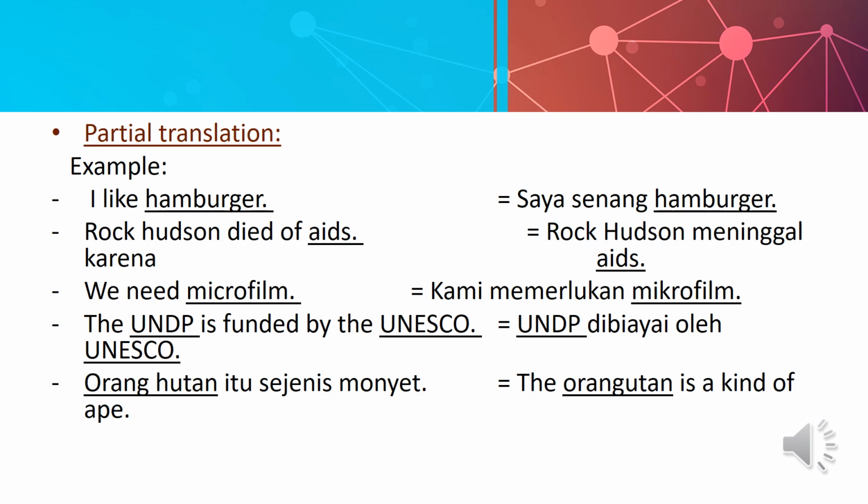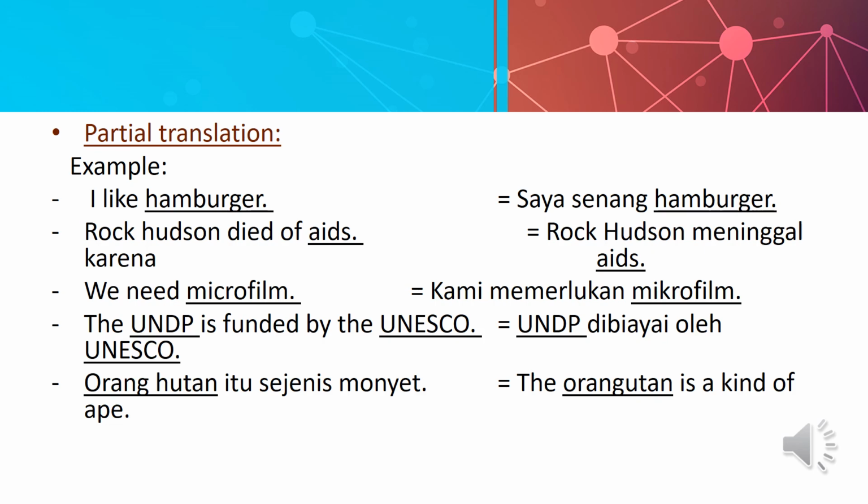Example: I like hamburger. Saya senang hamburger. Rock Hudson died of AIDS. Rock Hudson meninggal karena AIDS. We need microfilm. Kami memerlukan mikrofilm. The UNDP is funded by the UNESCO. UNDP dibiayai oleh UNESCO. Orang hutan itu sejenis monyet. The orang utan is a kind of ape.